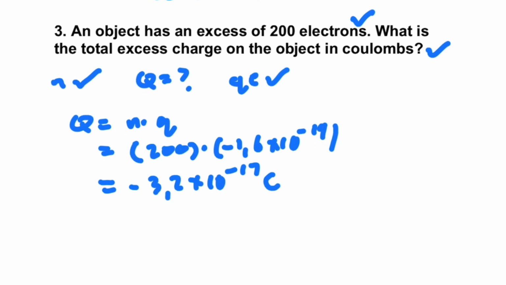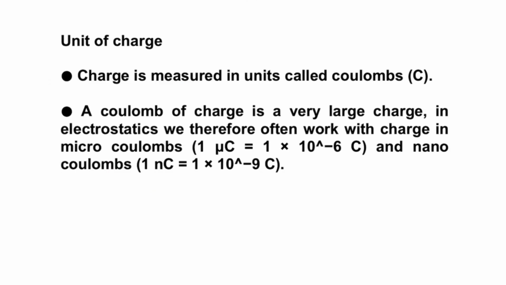I did say that we are going to talk about these coulombs in detail. So let's go ahead and take a look at that. So as you've seen, charge is measured in units called coulombs. We know that one electron has a charge of minus 1.6 times 10 to the minus 19 coulombs.